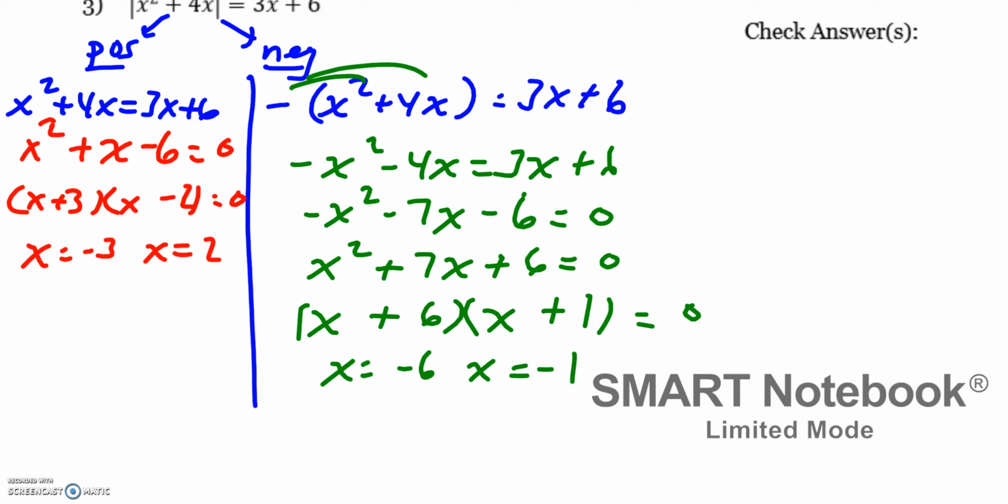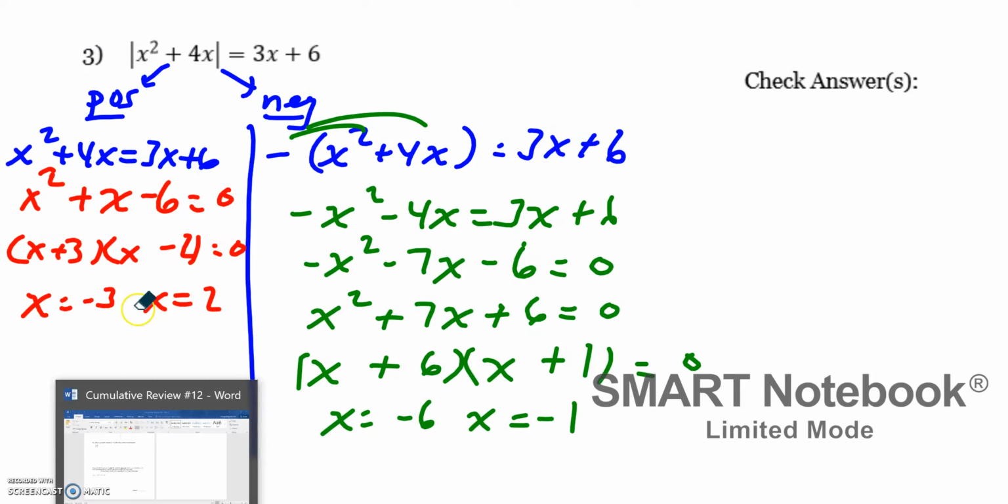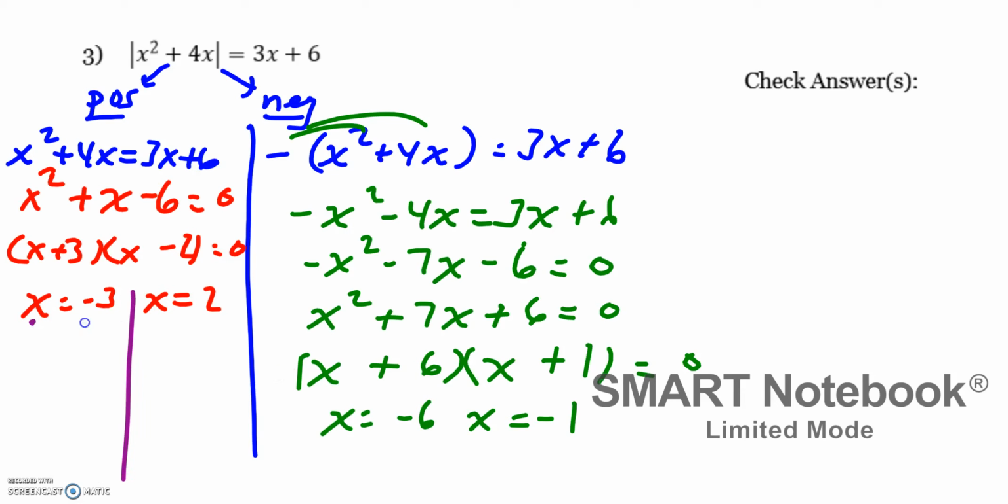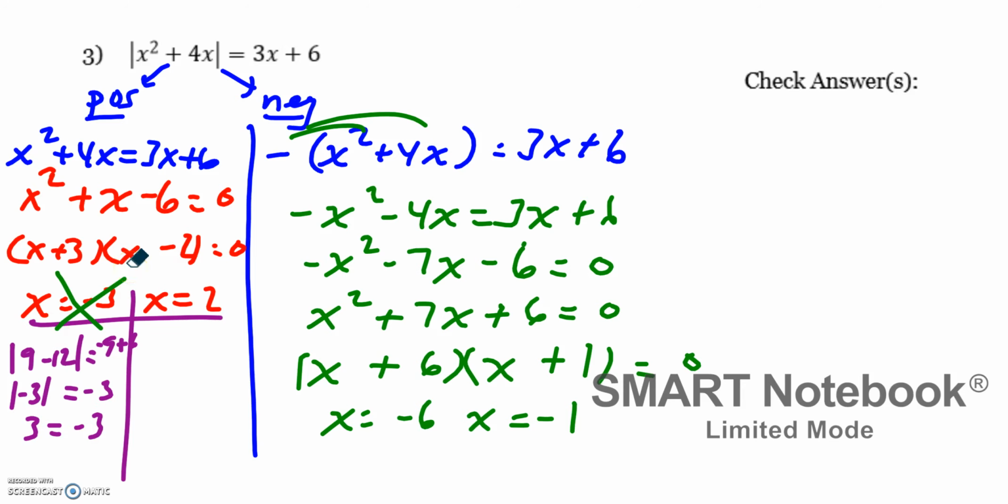So let's start checking these into the original. So let's see. If I want to check negative 3, I would have negative 3 squared is 9, plus 4 times negative 3, which is negative 12. So does the absolute value of negative 3 equal negative 3 times 3 is negative 9 plus 6? So does the absolute value of negative 3 equal positive 3? Does the absolute value of negative 3, which is 3, equal negative 3? No. So negative 3 does not work.